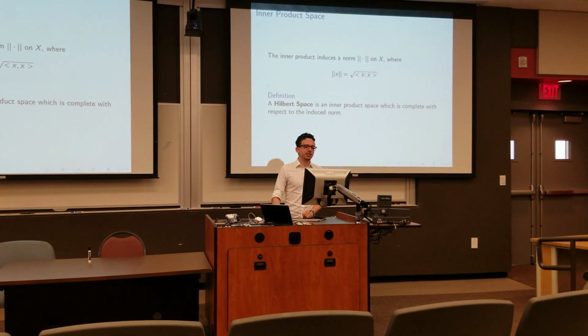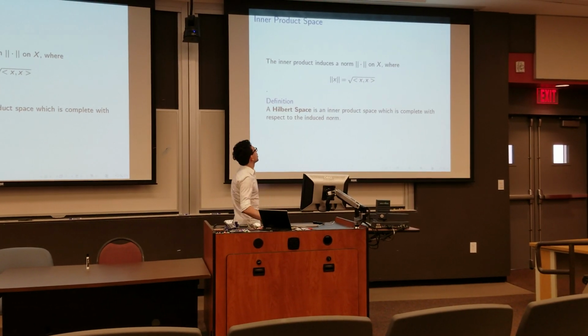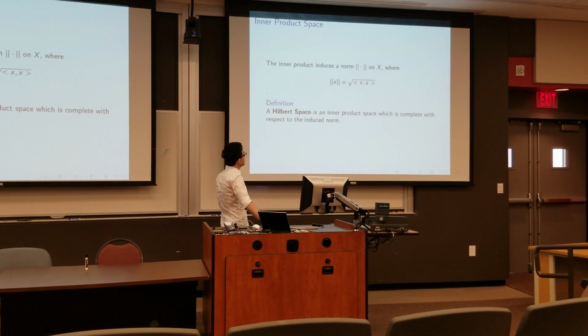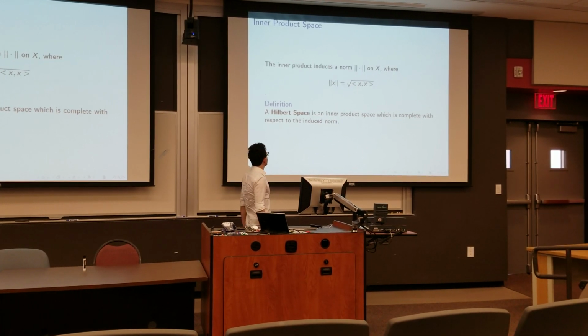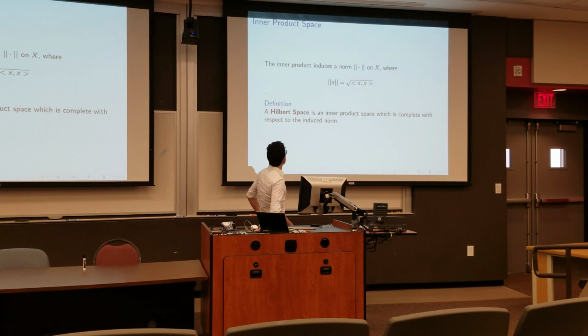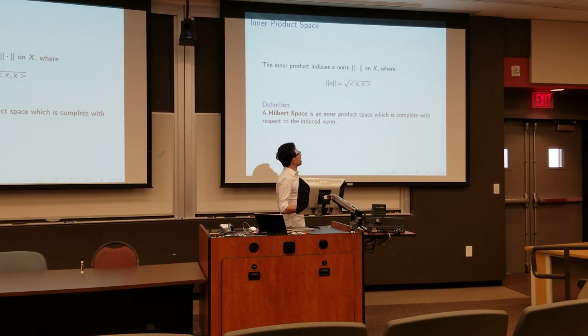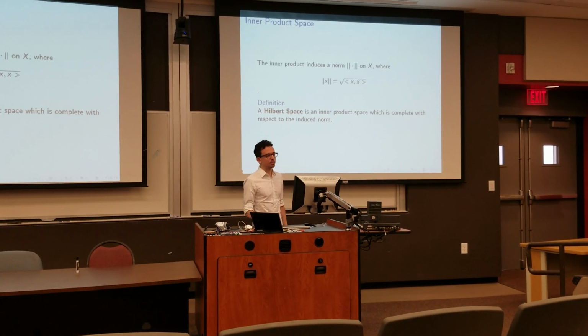So once we have an inner product structure, the inner product defines a norm on our vector space, given by the square root of the inner product of a vector with itself. And we call a Hilbert space an inner product space which is complete with respect to this norm.